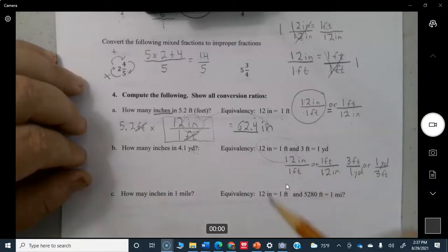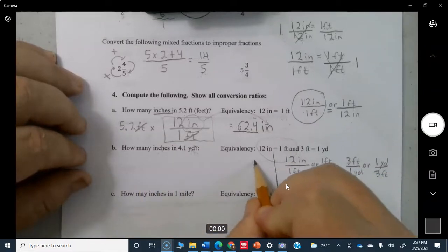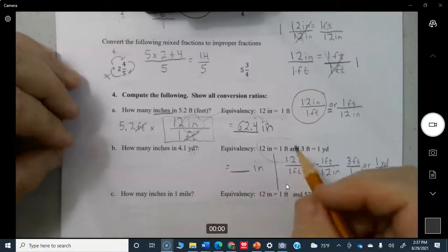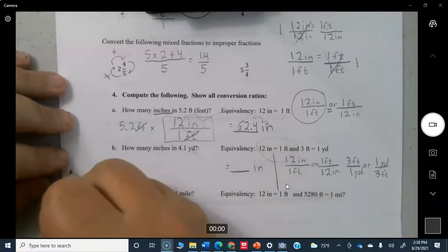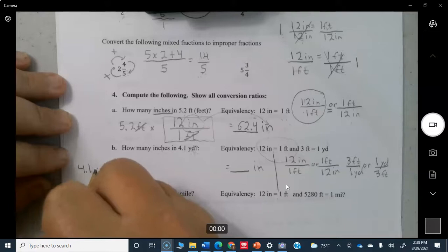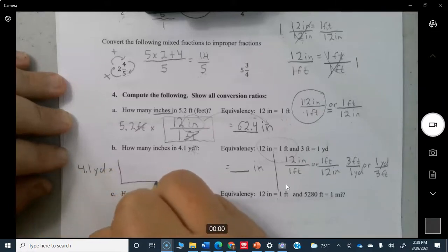So what you're going to do now, I'm going to draw a line here to separate these two. What are we looking for? Again, we're looking for inches. And what are we starting with? 4.1 yards. So I'm going to come way over here to the edge of the paper because you're going to need the space. And we're going to multiply that by two conversions.